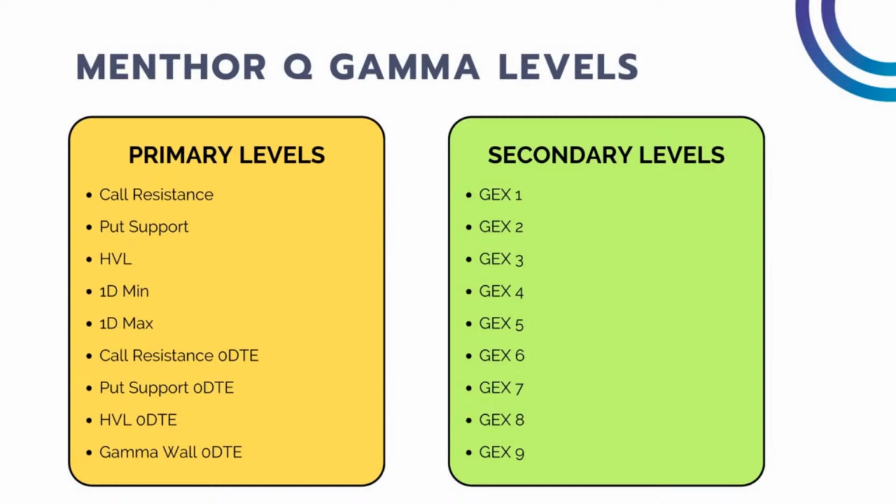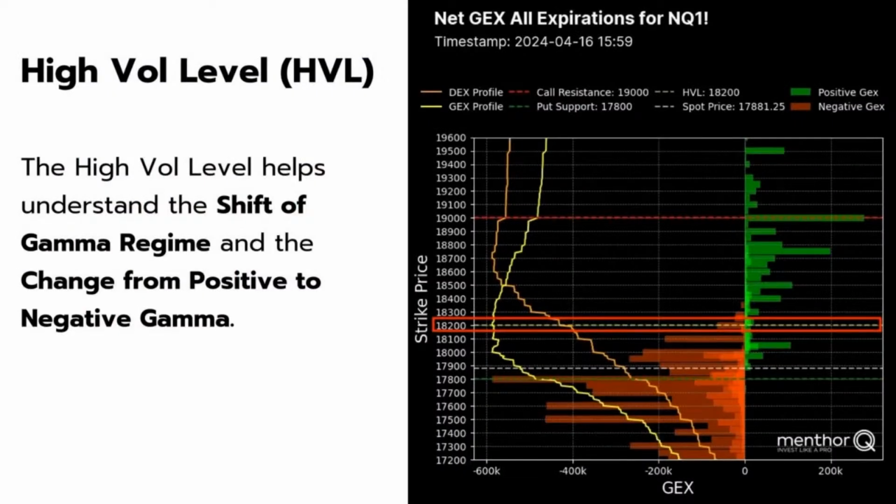The gamma levels are divided, again just a recap, into primary levels. We talked about core resistance and put support. Today we're going to talk about the high vol level. Tomorrow we're going to talk about the 1-day max and 1-day minimum. And then on Friday, we're going to talk about the gamma levels 1 to 10, which are the secondary levels. But let's go into what the high vol level is.